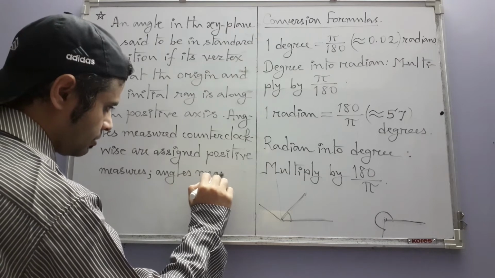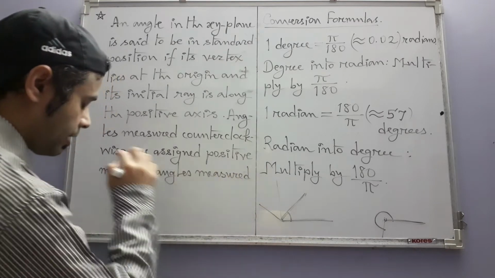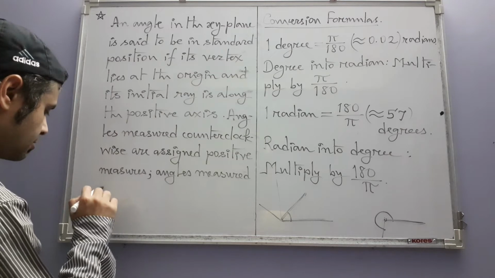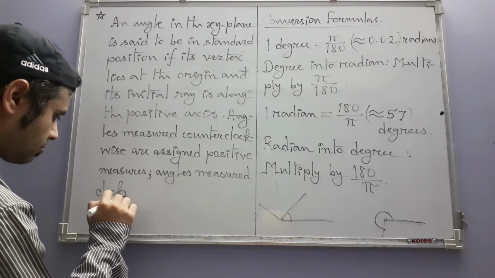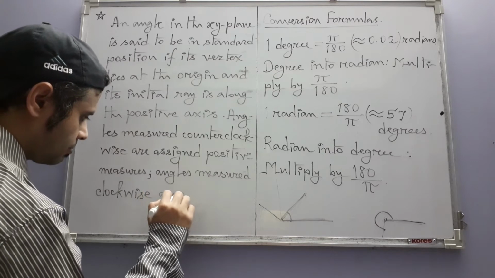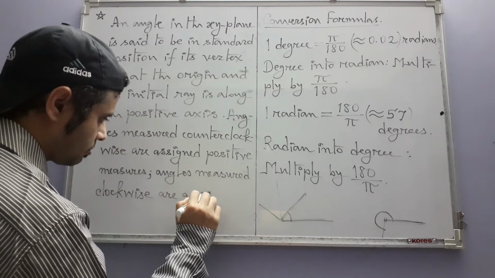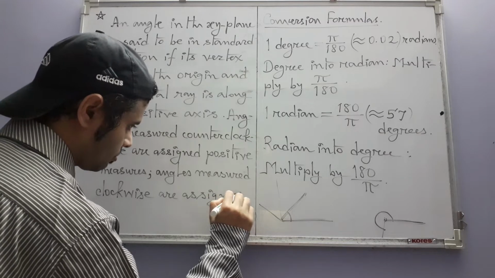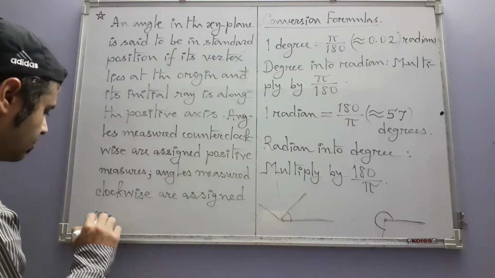Just like that, angles measured clockwise are assigned negative measures.